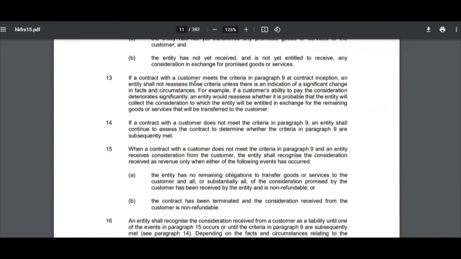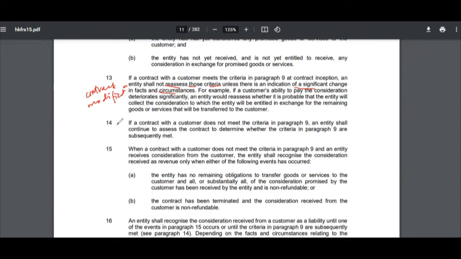If you look at paragraph 13, it's talking about when you account for contract modification, right? So this is about contract modification, and they have detailed guidelines ahead in this time, right? And about collectability. You are not supposed to reassess these criteria unless there's an indication of significant change. So once there's a contract, then you are not supposed to reassess unless there's a further change.